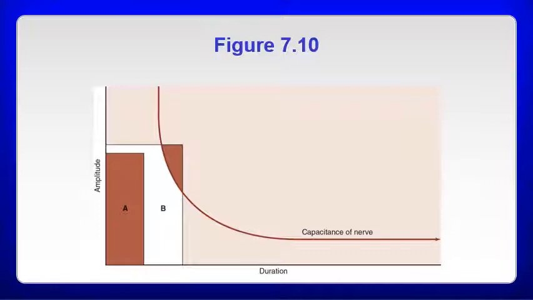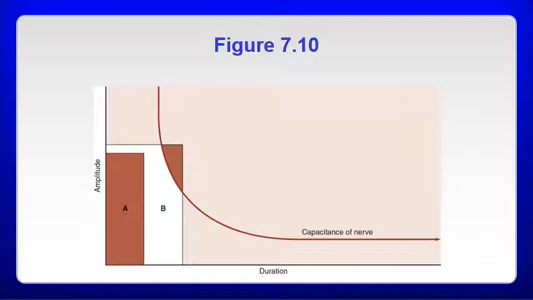So capacitance is just the ability of a nerve to store an electrical charge. If we're looking here, we have two different charges and we have the capacitance of the nerve here. Pulse A lacks the charge to overcome the capacitance of the nerve. However, as you see, B does. So B has both the combination of amplitude and duration in order to have an effect on the nerve.